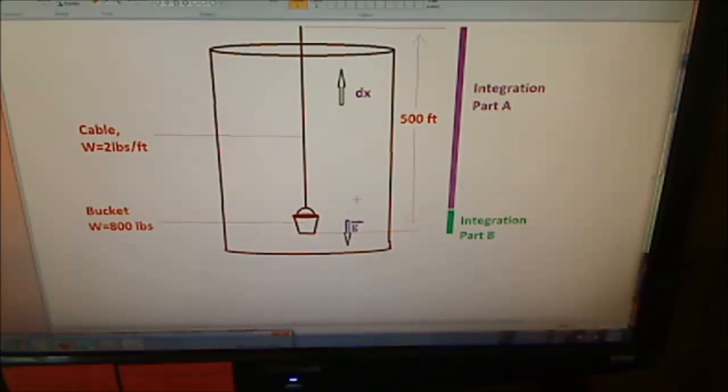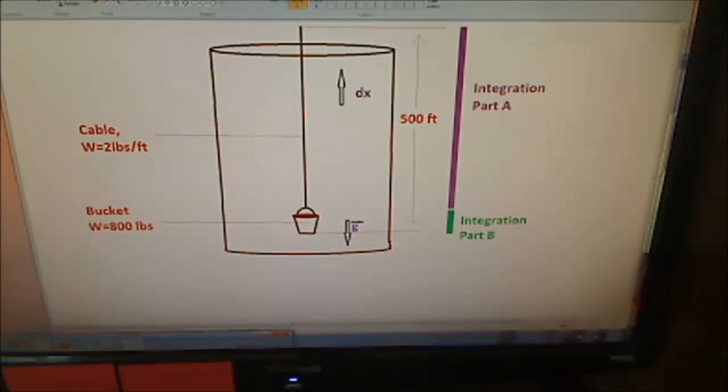We have the mining well itself, and then we have the cable and also the bucket. The cable weighs 2 pounds per foot, and the bucket weighs 800 pounds, including the coal it carries. Our displacement is toward the top of the mining well, and our acceleration due to gravity is working toward the center of the earth.